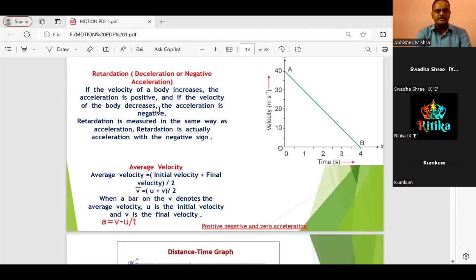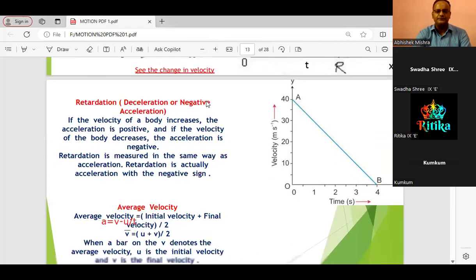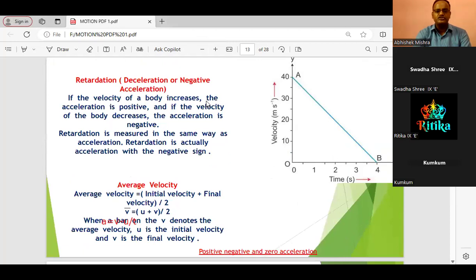Now see, students, the next concept we are coming to is retardation or negative acceleration. If the velocity of the particle is increasing with time, then it is a positive acceleration. But if the velocity decreases with time, then it will be called negative acceleration. And the word negative acceleration means retardation.